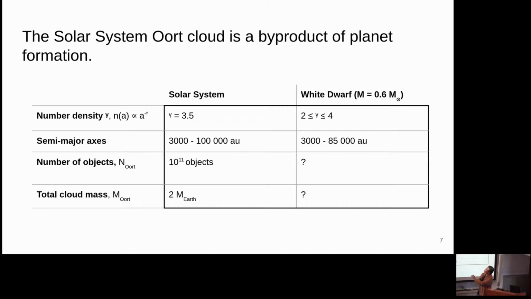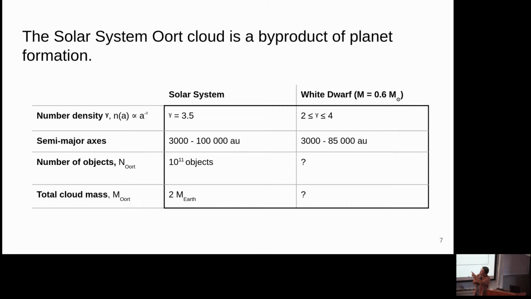We don't know anything about white dwarf Oort clouds right now. So I will keep the number of objects and the total cloud mass as open parameters, but I will show later that you can just plug any numbers in and my results will still scale linearly. I also scale the 100,000 AU range.